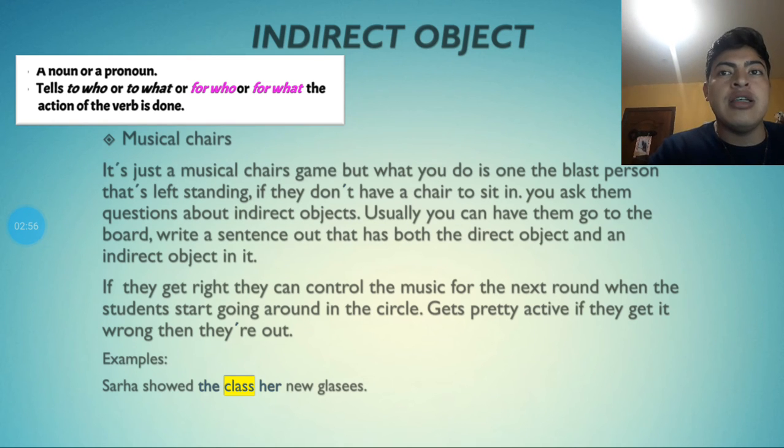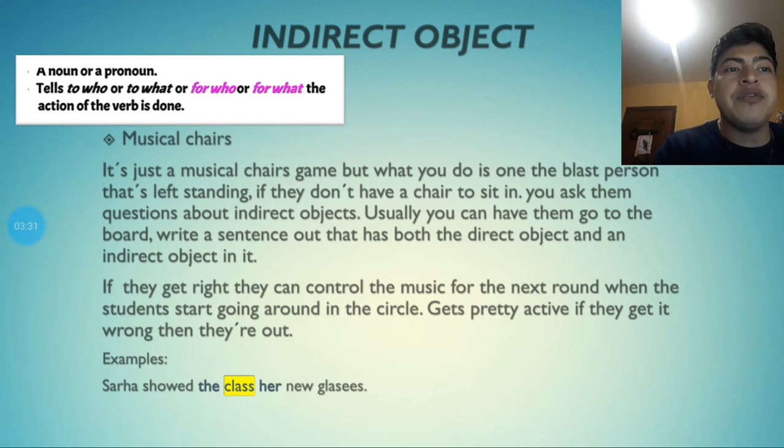For the second, indirect object is a noun or pronoun that tells to whom or to what or for whom or for what the action of the verb is done. So this activity or tip is called musical chairs. It's just a musical chairs game, but what you do is, the last person that is left standing, if they don't have a chair to sit in, you ask them a question about indirect object.